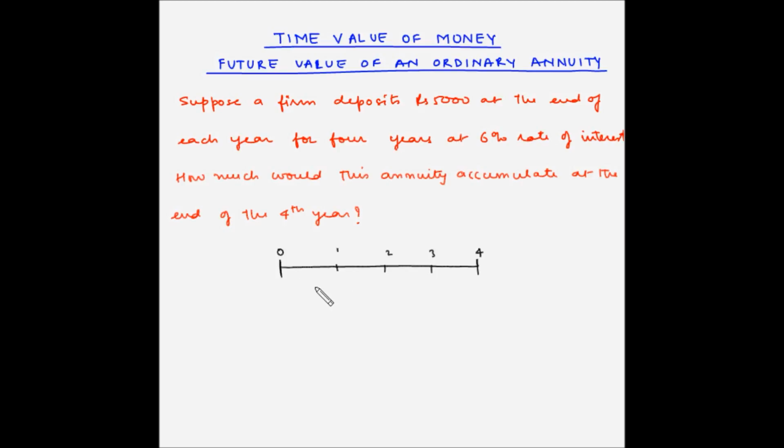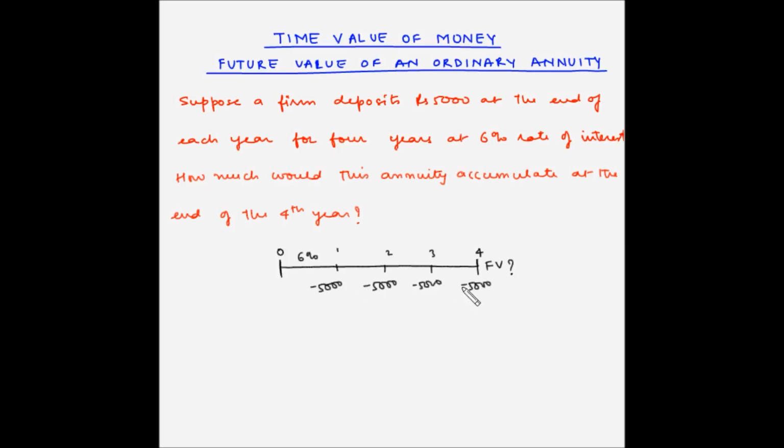Now at the end of the first year, the outgoing amount is 5,000 rupees. At the end of the second year, again 5,000 rupees. At the end of third year, again 5,000 rupees. And at the end of fourth year, again 5,000 rupees. Now the rate of interest is 6% per annum. Now we have to find out how much will the total amount be which will be received at the end of 4 years. So what is the future value at the end of the 4th year?